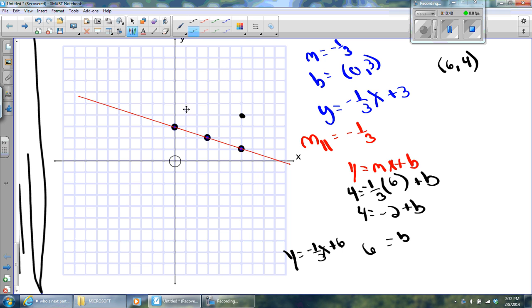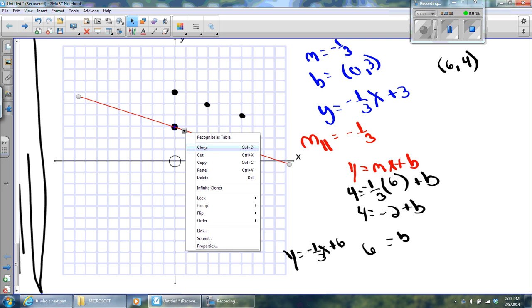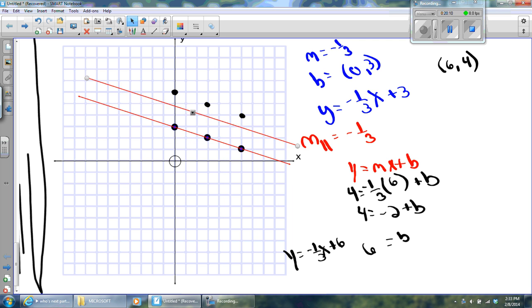Let's check it out. I'm going to go to the 6. There's the y-intercept. And the slope is down 1, 1, 2, 3, down 1, 1, 2, 3. That's good. It hit the point. Now watch what happens if I clone this line. Okay, boom, it hits those 3 points exactly. So I did that one right.